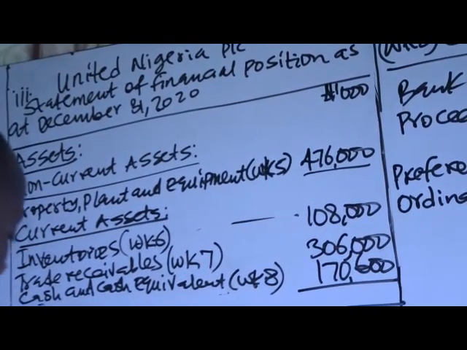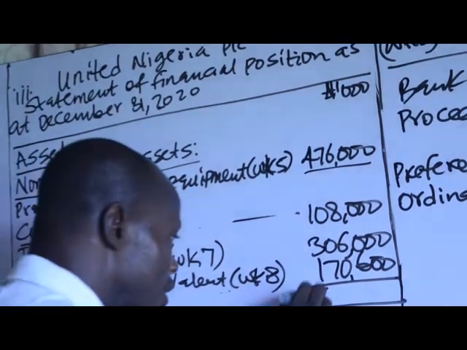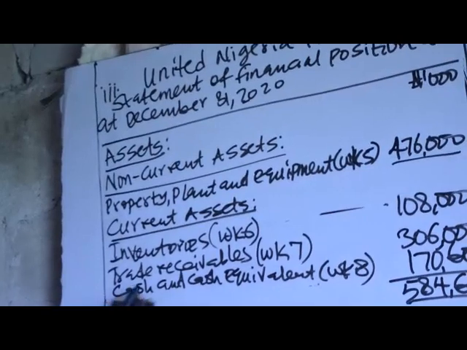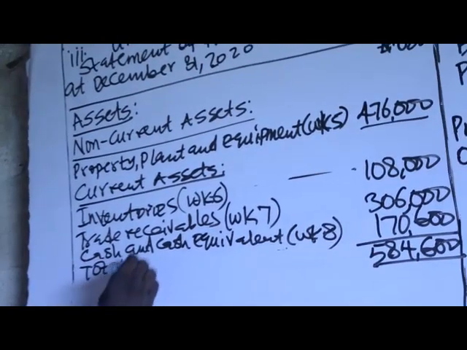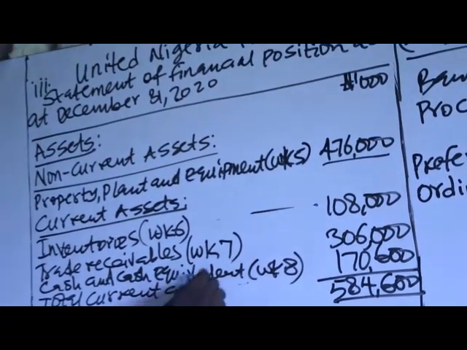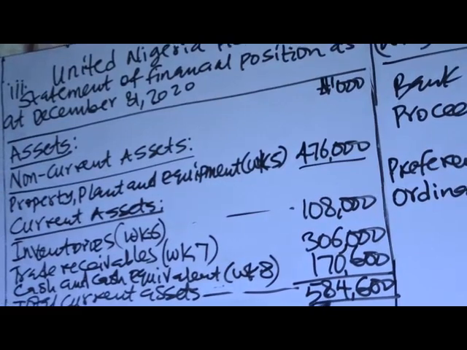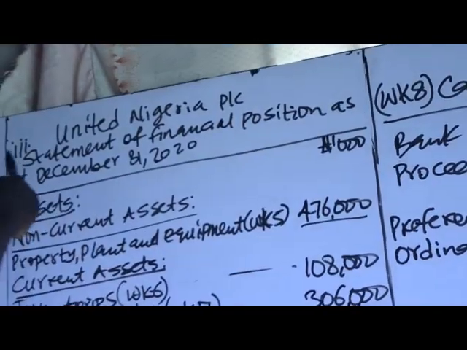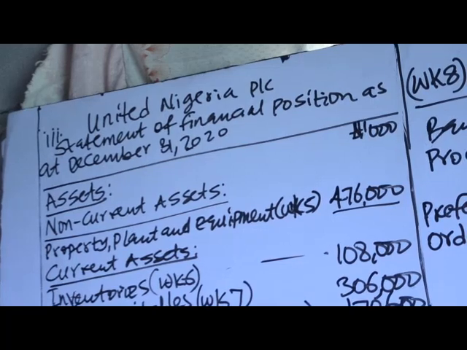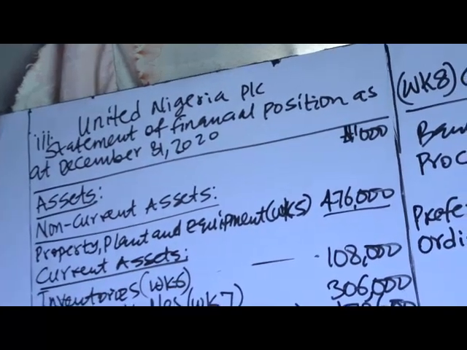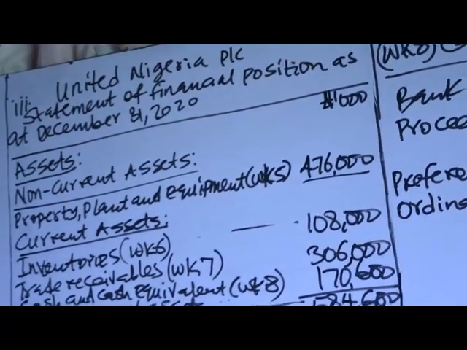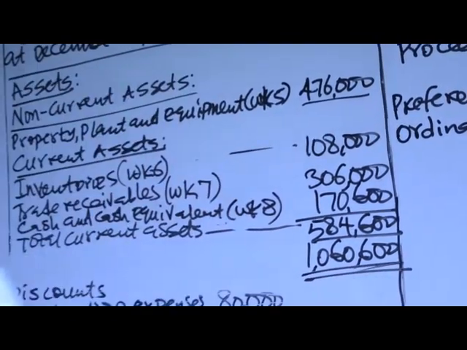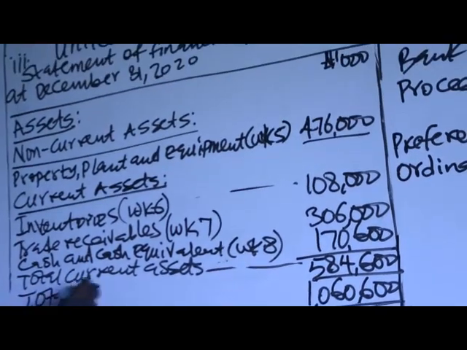When you sum it up, 170,600 plus 306,000 plus 108,000, we have 584,600. That is our total current assets. You now add the current assets and the non-current assets. We have the non-current assets of 476,000. So when you sum them up, we have 1,060,600. That is our total assets.